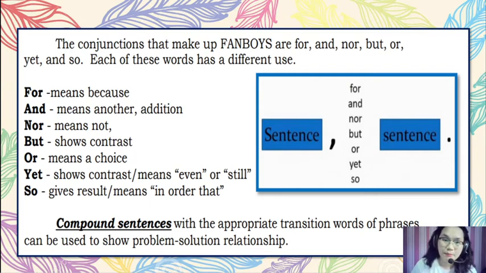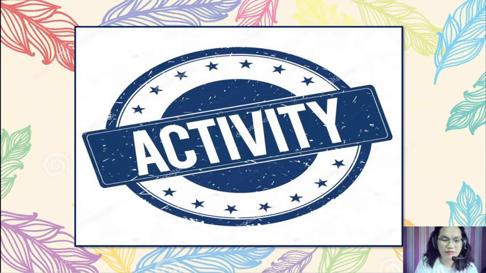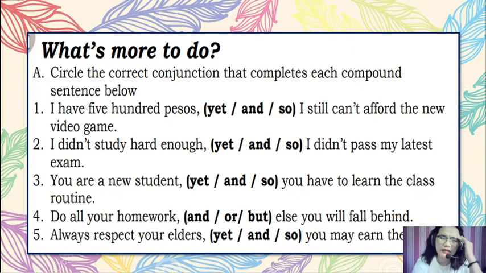So, compound sentences with appropriate transition words or phrases can be used to show problem and solution relationship. Next. Now, let's have your activity. Here in this activity, let me just reiterate the use of compound sentences to show problem and solution relationship. Alright? So, circle the correct conjunction that completes each compound sentence below.